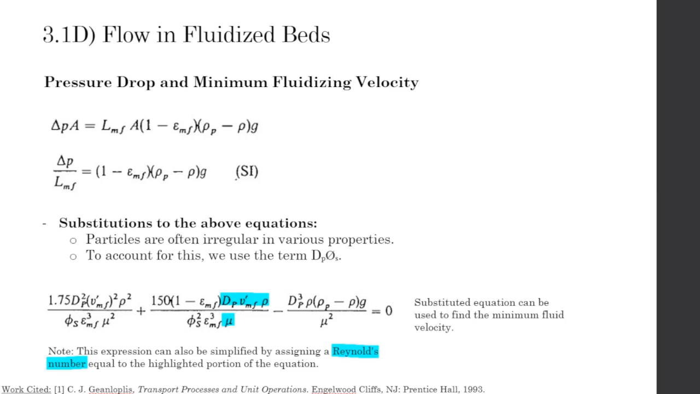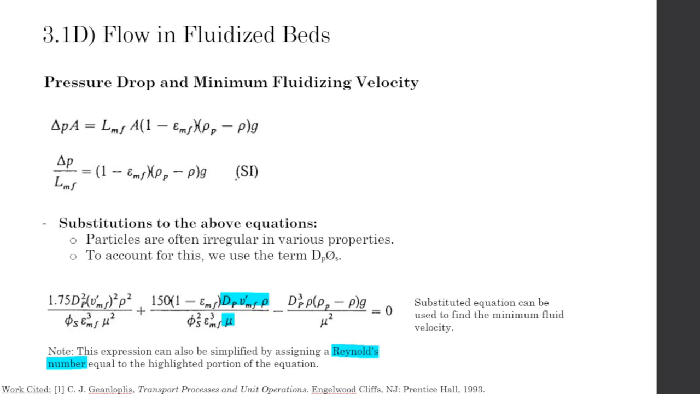And this equation can be further simplified by noticing that the highlighted section, dp times v prime mf times rho over mu, which is the effective mean diameter times the minimum fluidization velocity times the density of the fluid over the viscosity of the fluid, is represented as the Reynolds number. So this term can be found also in the first term of this equation squared, so you can represent this equation as well in terms of a new assigned Reynolds number.